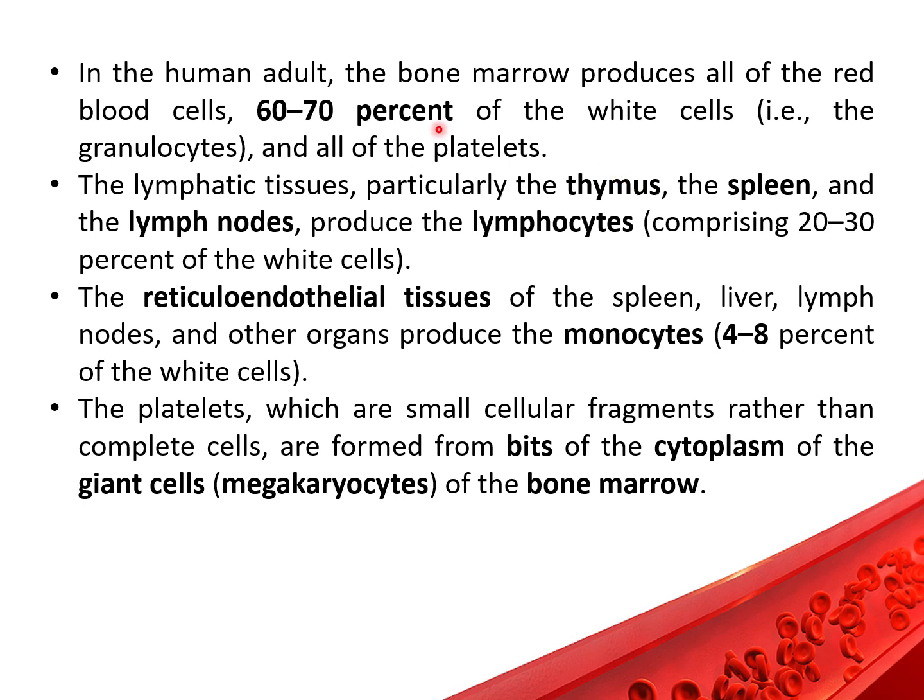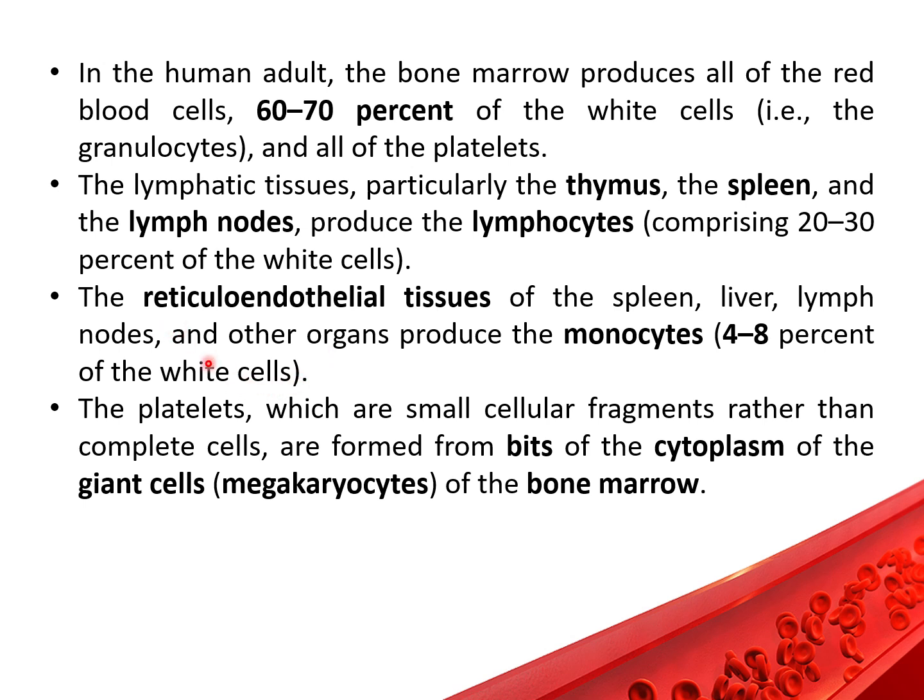The remaining 20 to 30% of white blood cells, specifically the lymphocytes, are produced in the lymph nodes, spleen and thymus. These three organs are also called lymphatic tissues. The reason behind calling them lymphatic tissues is that they produce lymphocytes.